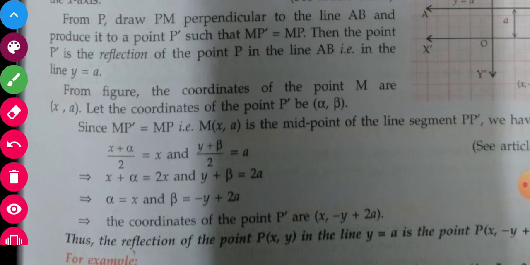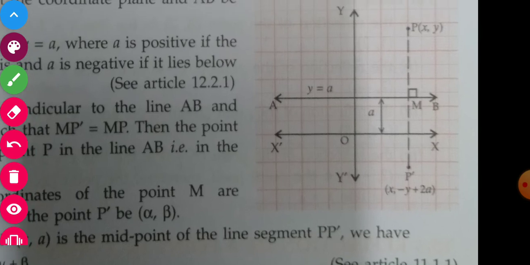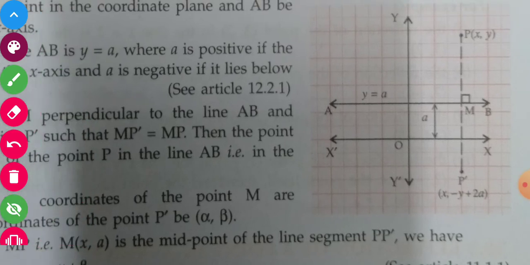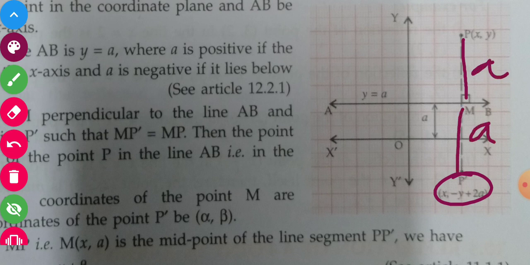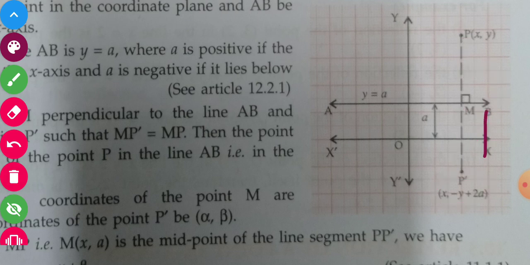If we also observe it logically, what happens? This P dash is at this end, this length is a, this length is also a, right? So adding a plus a is 2a, but we are measuring it downwards, so it is negative. Okay, so this is what we have. So this is minus y plus this length a, this length a, so plus 2a, right? So this is the coordinate of point P dash.